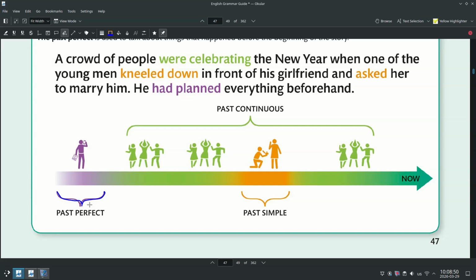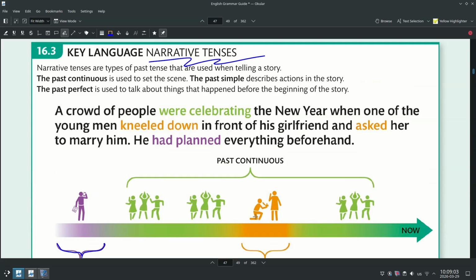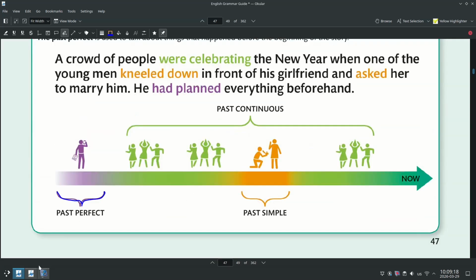Then we have our past continuous. We're celebrating. We are just describing the background. And also we use past simple for some actions to describe the story, to set some actions which happened one after another. Let's have our practice.